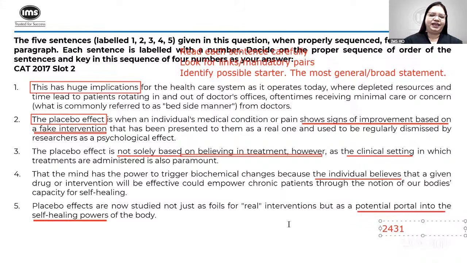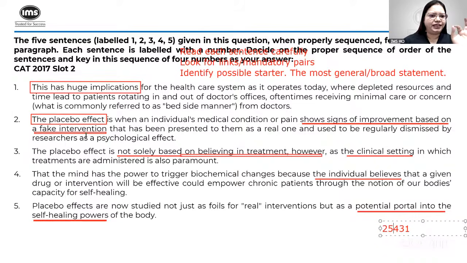Now, where do you place 5? What is 5 saying? Placebo effects are being studied as a potential portal into the self-healing powers of the body. They are currently being studied. So you have a definition. You define what the placebo effect is. And then you are saying that, look, we are studying this currently for how it can be used to self-heal an individual, right? And that self-healing power is what is explained in 4.